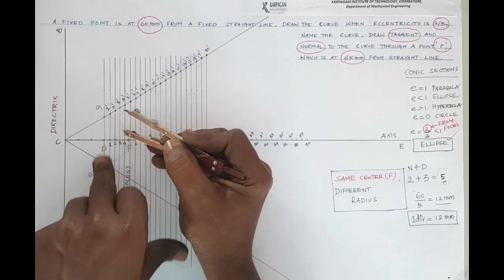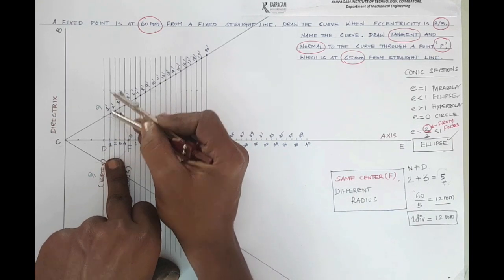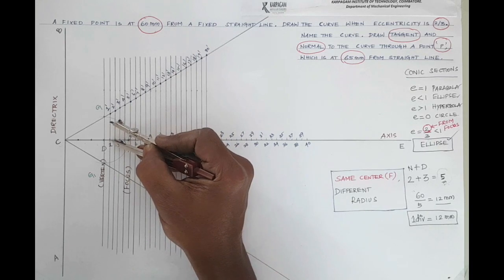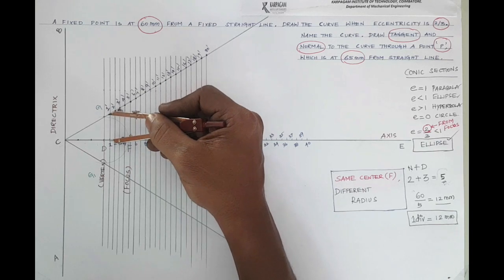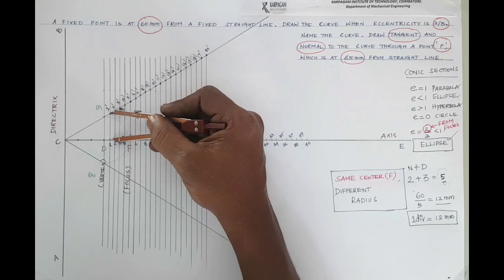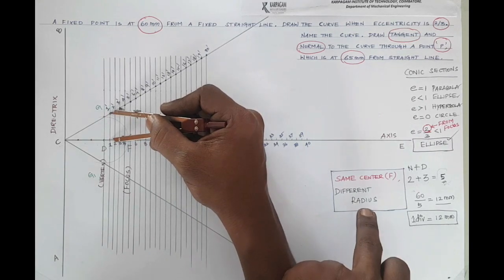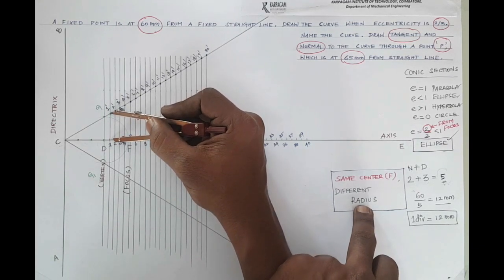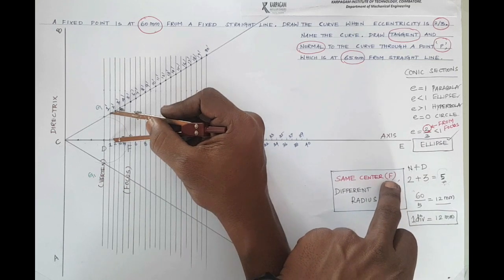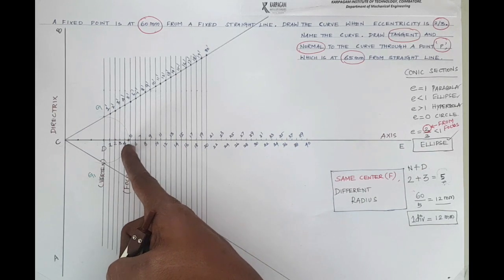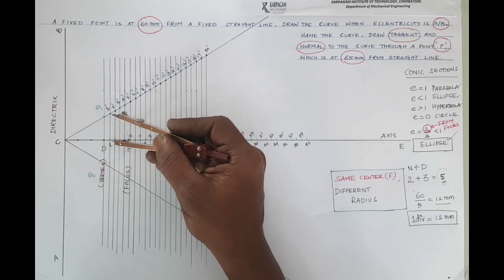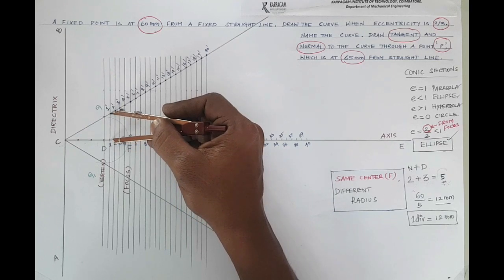First, come to one dash vertical line. Measure 1 to 1 dash distance like this by using your compass. By using your compass, measure 1 to 1 dash distance. This is the radius, and we know from the clue, I need to use center as capital F. That means my focus point is my center, and the radius is 1 to 1 dash.